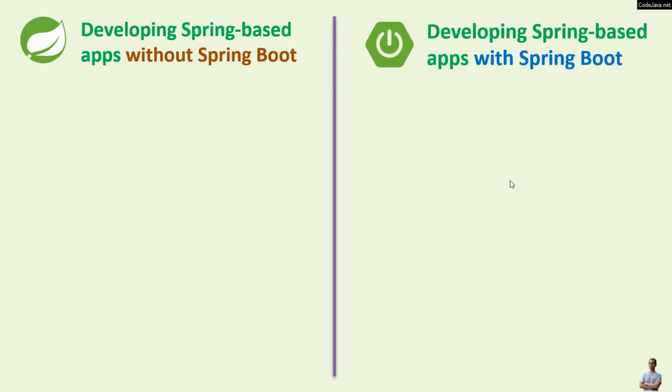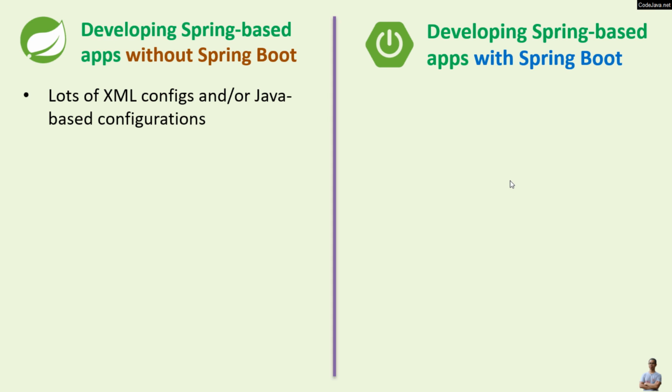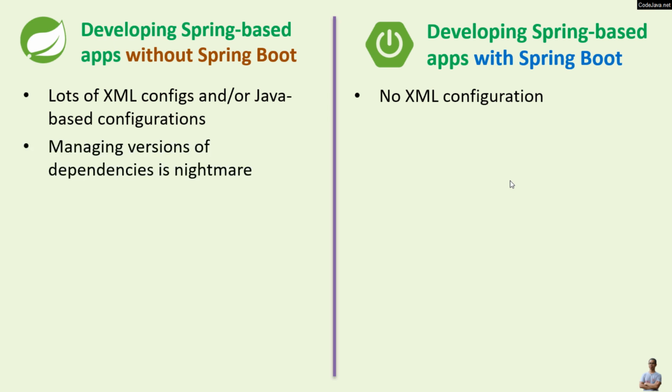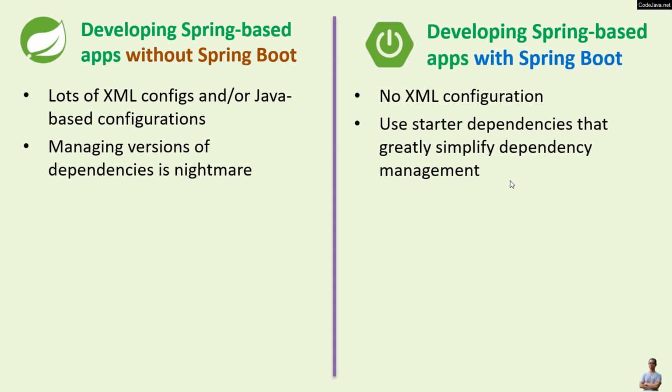Now, let's understand the differences between developing Spring-based applications without Spring Boot and with Spring Boot. So, without Spring Boot, we need to use lots of XML configs and/or Java-based configurations, whereas with Spring Boot, no XML configuration is required. And without Spring Boot, managing versions of dependencies is a nightmare for developers. Whereas with Spring Boot, we can use starter dependencies that really simplify dependency management.